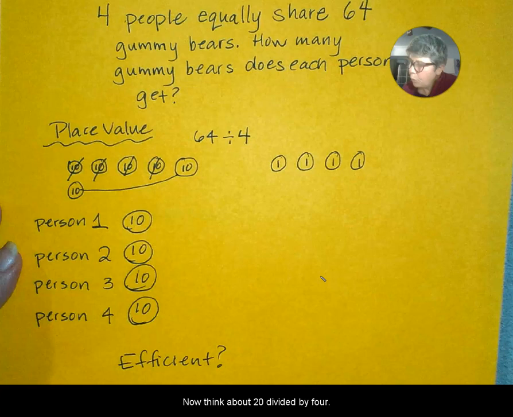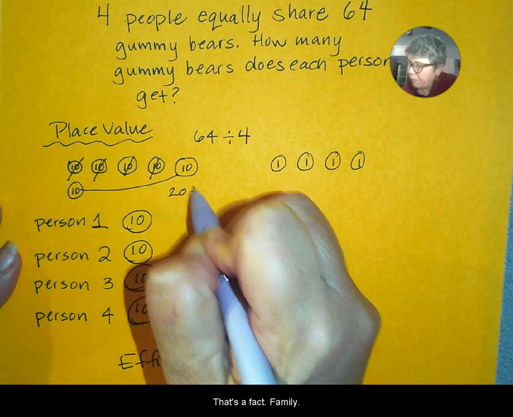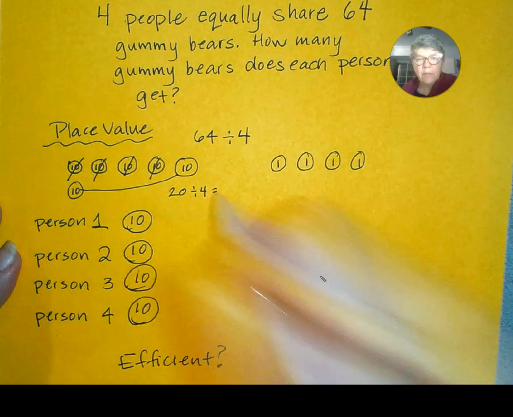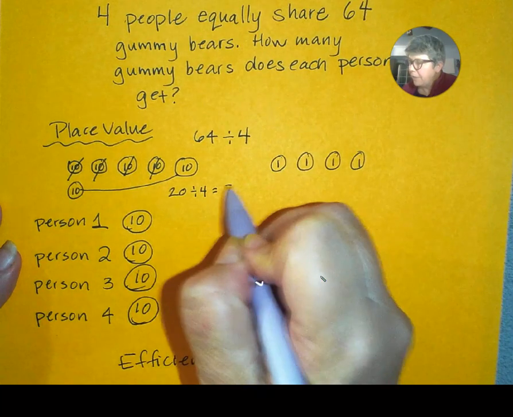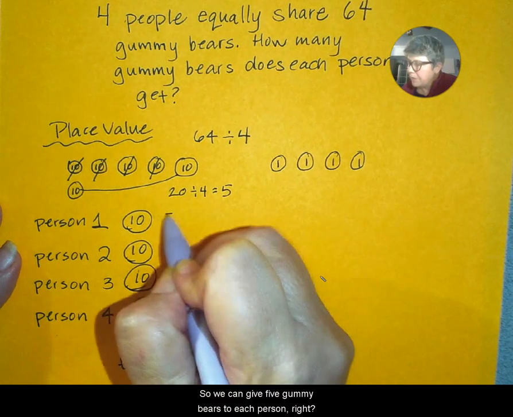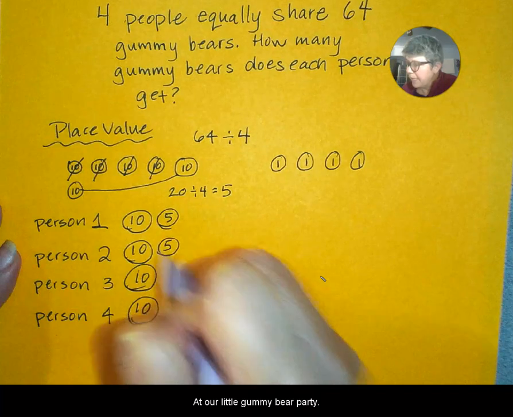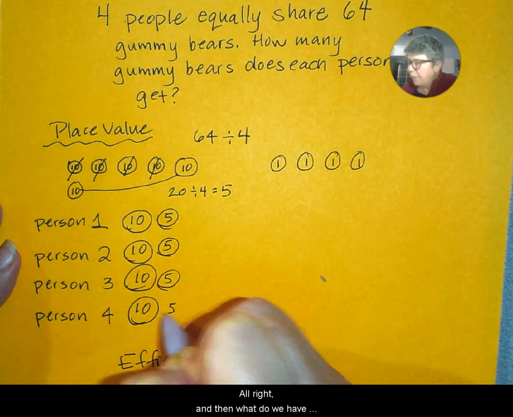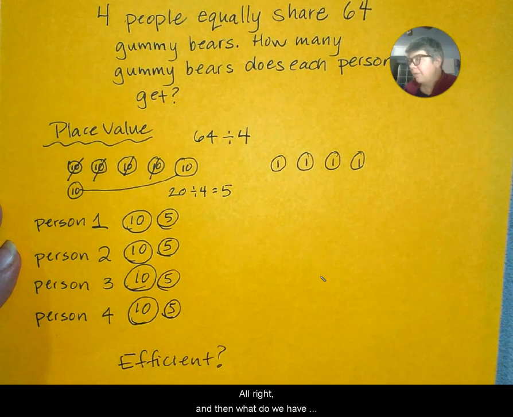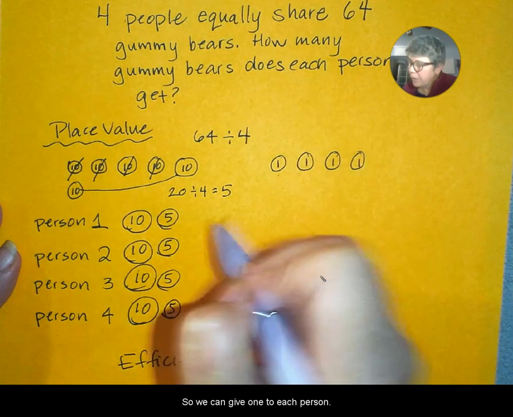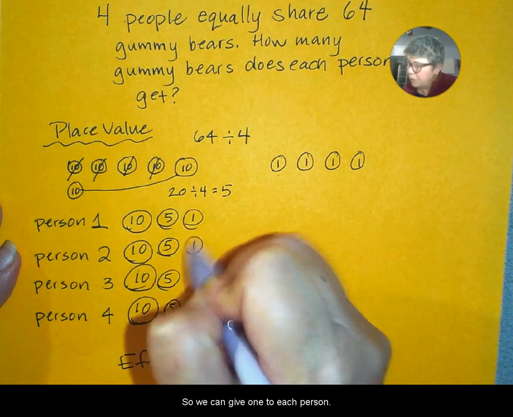Now think about 20 divided by 4. That's a fact family, right? So that would be 5. So we can give 5 gummy bears to each person, right? At our little gummy bear party. All right. And then what do we have here? 4 left. So we can give 1 to each person.